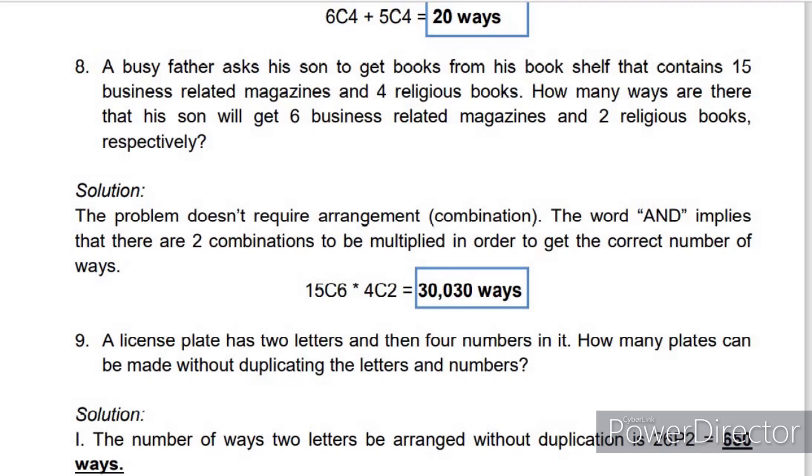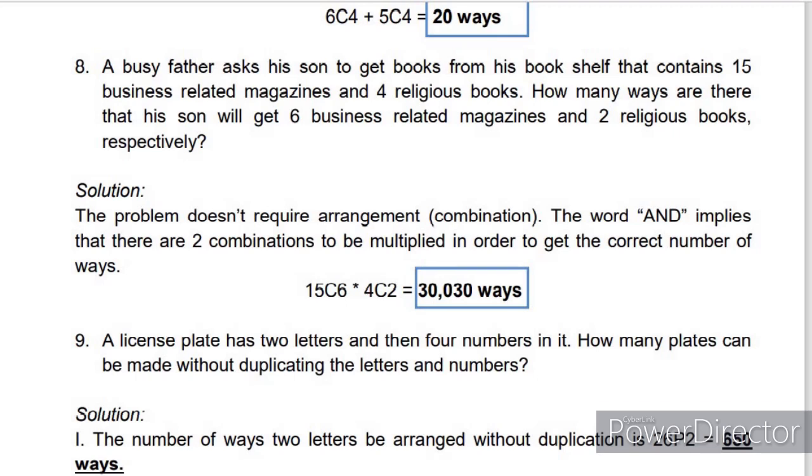The word and implies that there are 2 combinations to be multiplied. The problem asks how many ways there are that the son will get 6 business-related magazines, and, because of the word and, we will multiply the combinations, 2 religious books respectively. So we will multiply in order to get the correct number of ways. The first combination is 15, because there are 15 business-related magazines. Combination 6 because his son can get 6 business-related magazines. Multiply by 4, because there are 4 religious books.